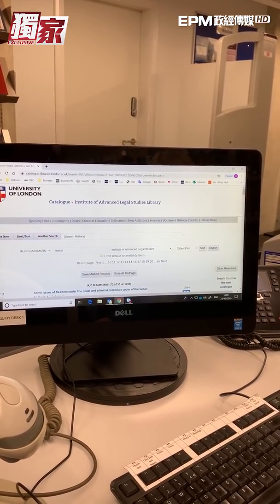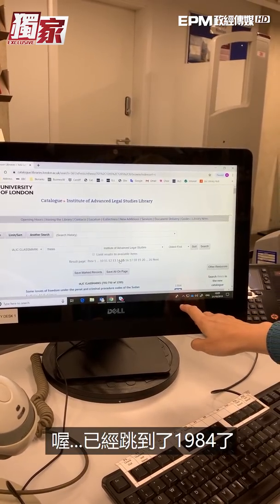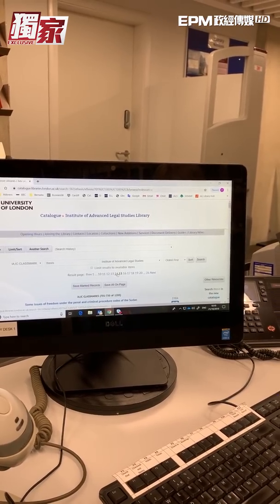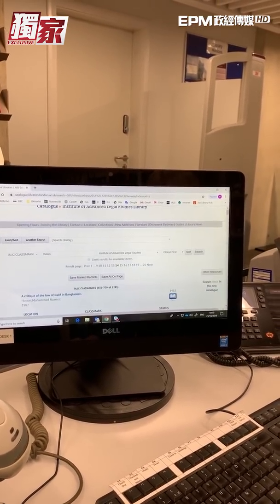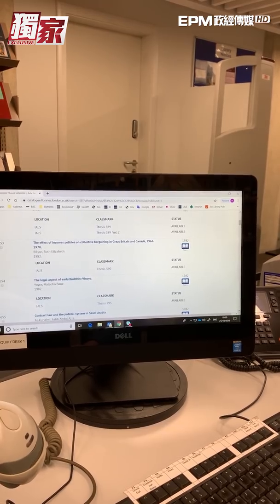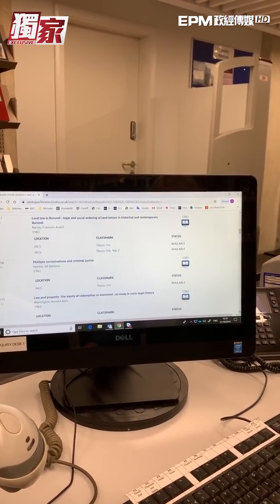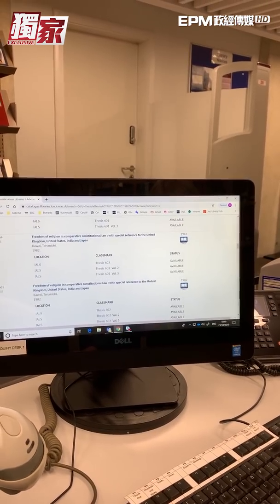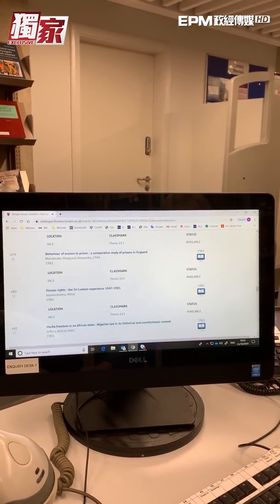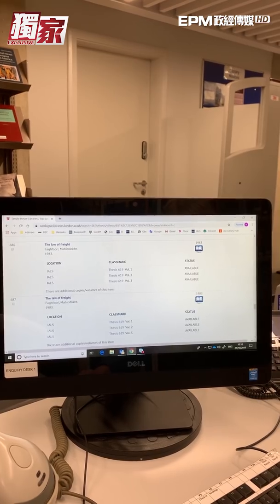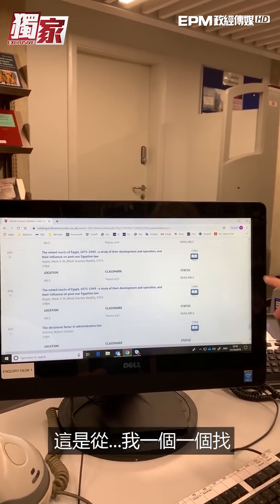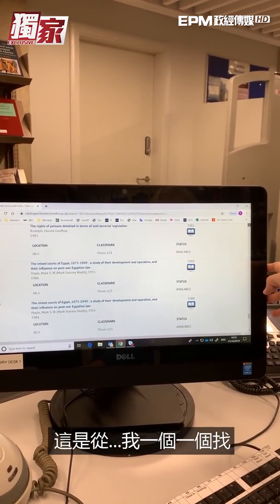Okay, so I'll just go back one page because we're on 1984 already. Okay, so we can see. So we can scroll down the list now. 1982. From 1982. There's 1983. Let's see. That's the first one from. Okay, let me see one by one.